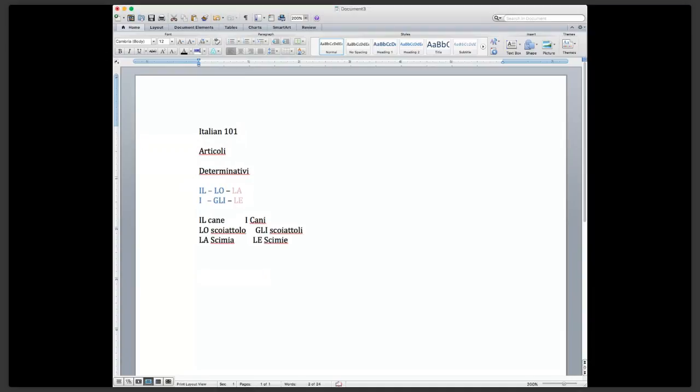So what are examples of letters that actually do this? Some beginnings of words that require you to use lo instead of il in the masculine: SC, ST, SP, GN, and so on.